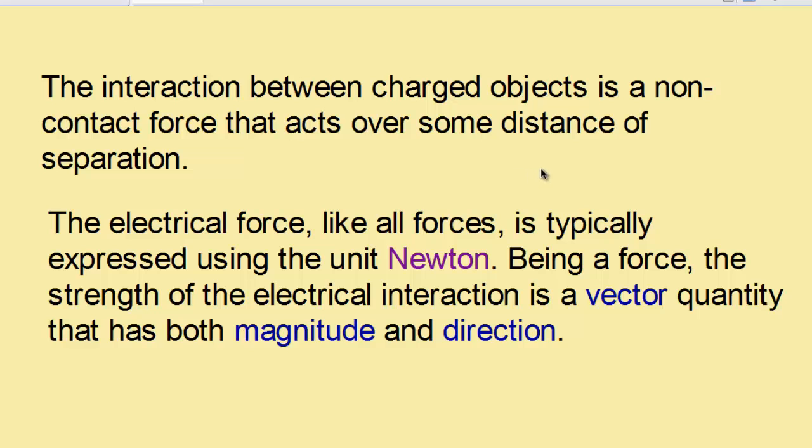So the interaction between charged objects is a non-contact force, and it acts over some distance of separation. The electric force, like all forces, is typically expressed using the unit of newtons. And being a force, the strength of the electrical interaction is a vector quantity that has both magnitude and direction.